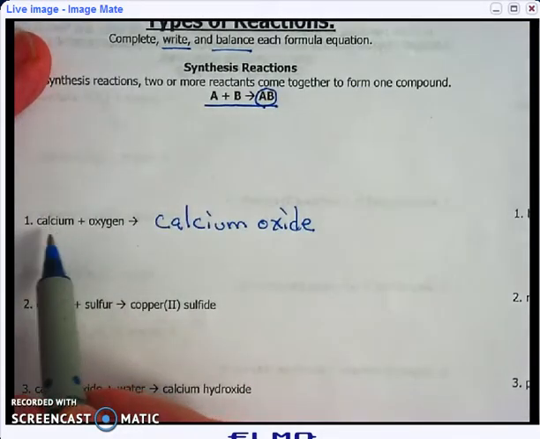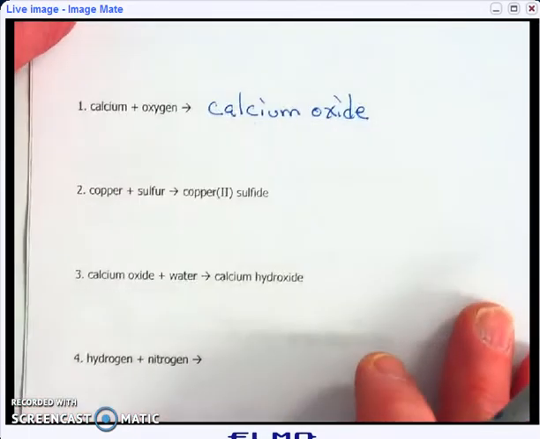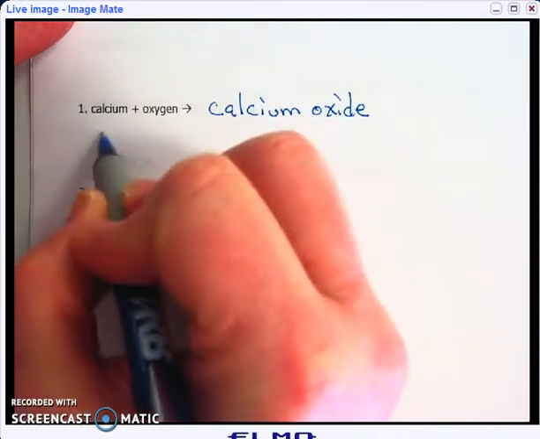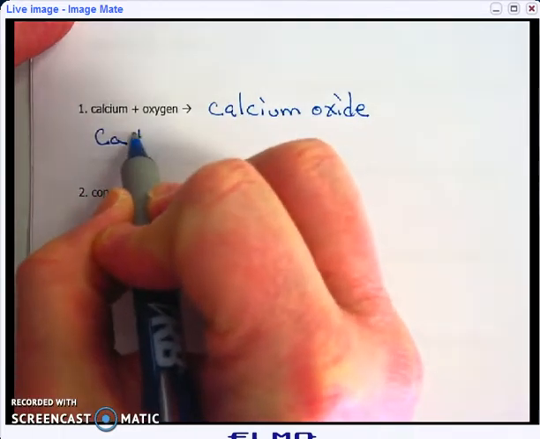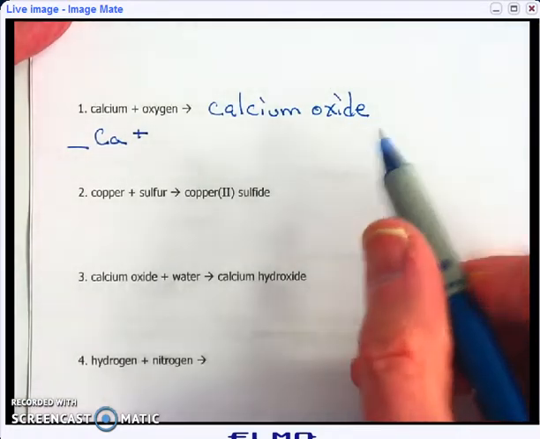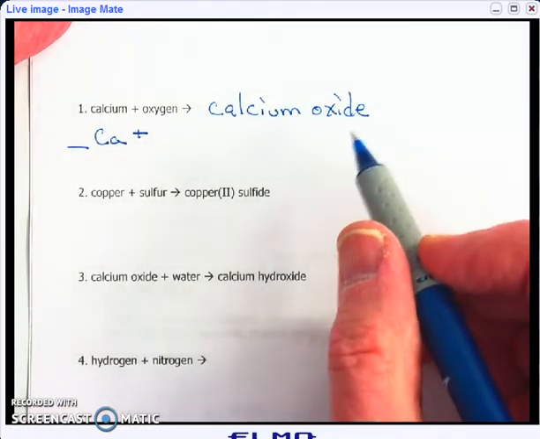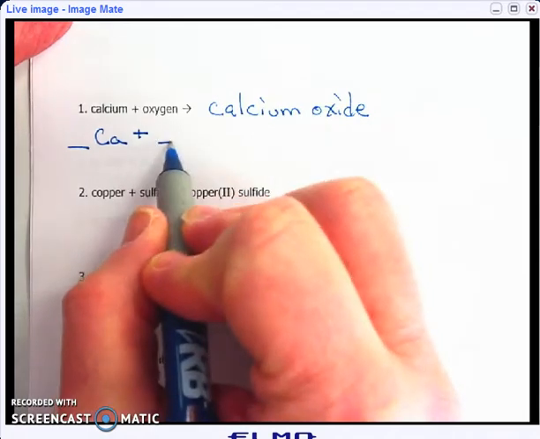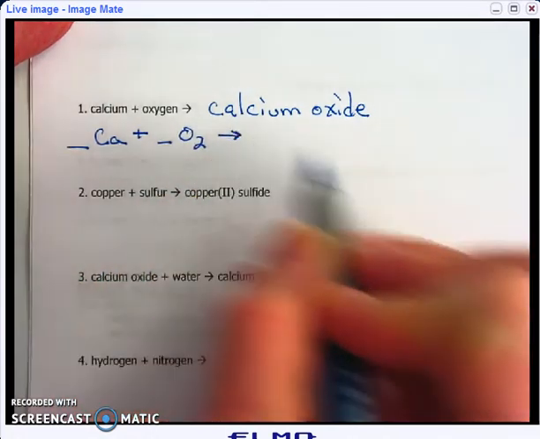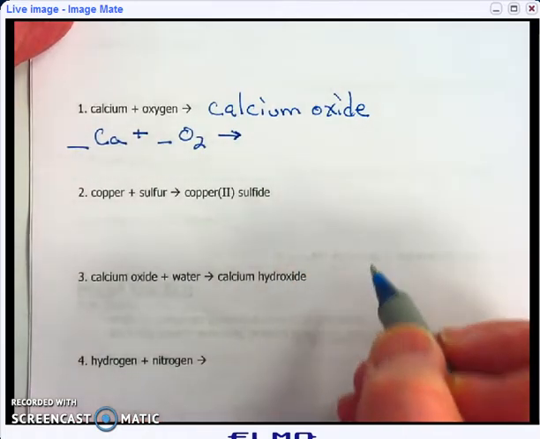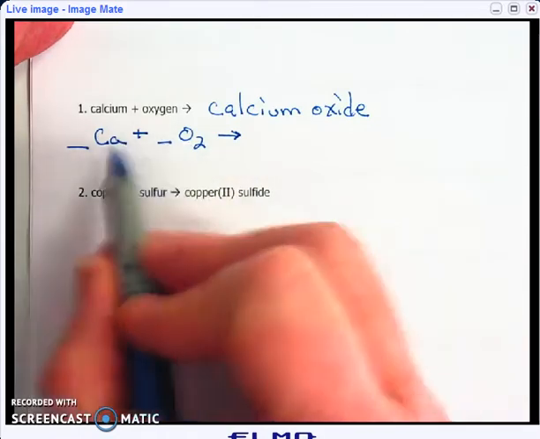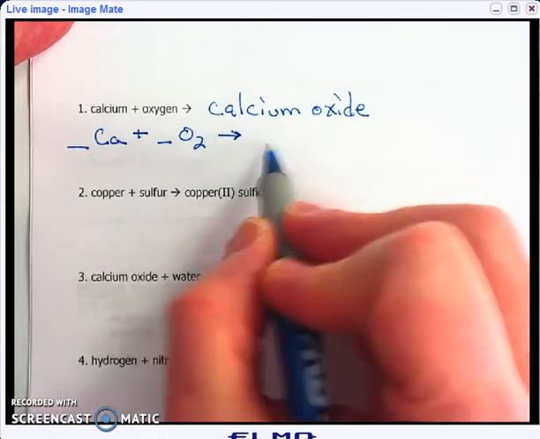So, the symbol for calcium is Ca. Put a little space in front. And for oxygen, what are we going to put down? O2. It is one of our diatomic elements. When it's alone, it has its twin. It has to be O2. These two are going to join together to form calcium oxide.